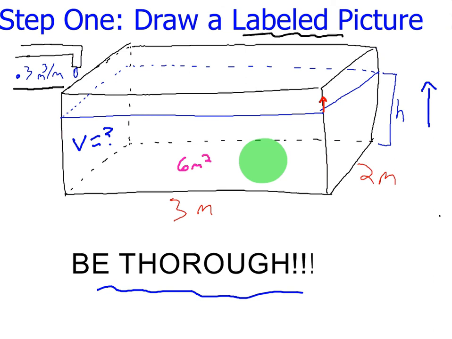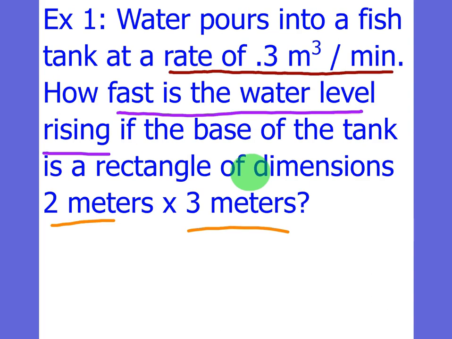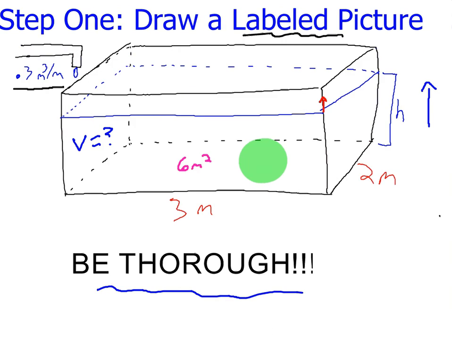This is a very important step, and it might be the most important when solving related rates problems, especially when they get more complex. So that's the picture for step one. Again, we can kind of see what we're trying to solve for. We want to figure out how fast the water level is rising. So let's say it's rising 1 meter per minute or something. That's what we're trying to figure out, okay?